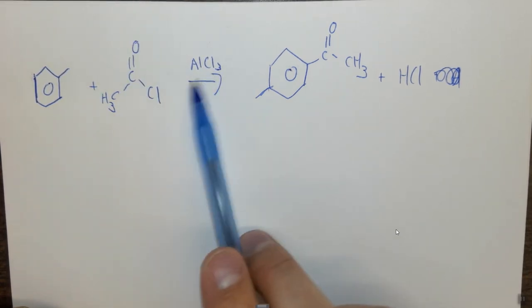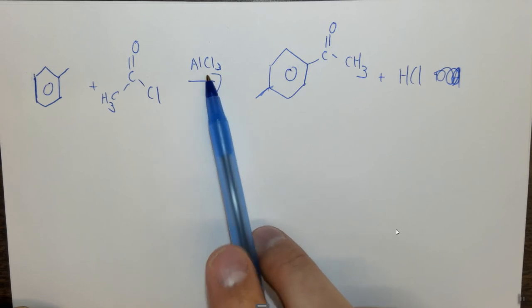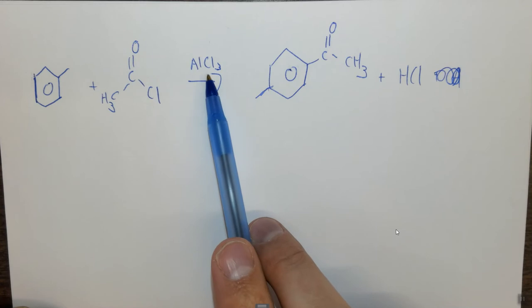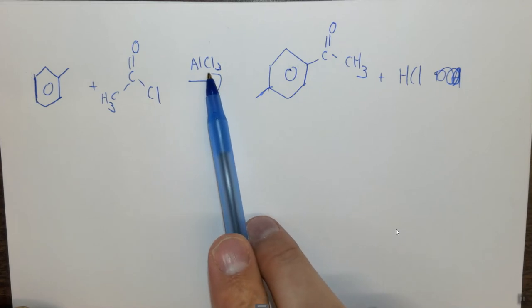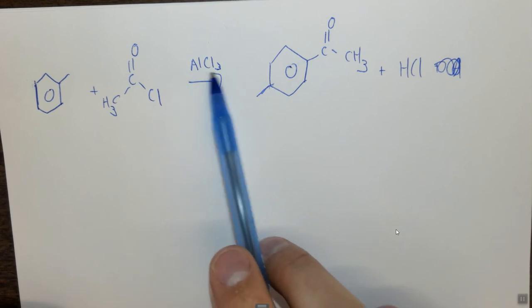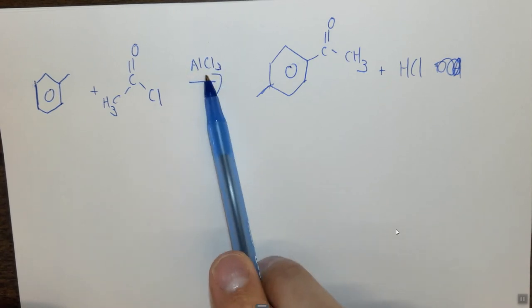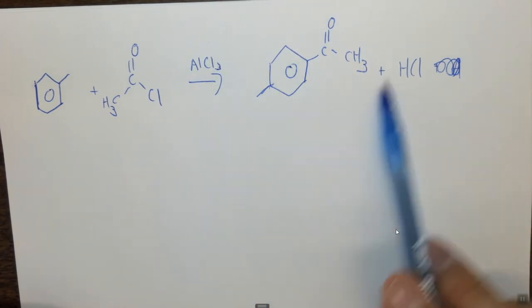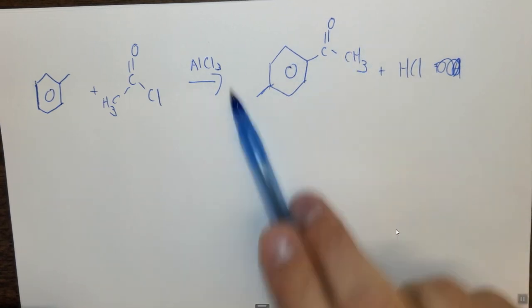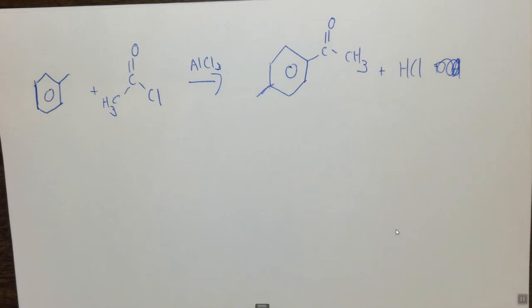We're going to use a catalyst, aluminum chloride, which has safety implications because this will react fairly violently with water and produce HCl gas. So you've got to be careful with this. Not only is it dangerous if it produces HCl gas, it also ruins the catalyst and it won't work. So you've got to make sure that you keep this dry. We're going to try in this reaction to produce 4-methylacetophenone, this molecule here, and HCl is a byproduct.